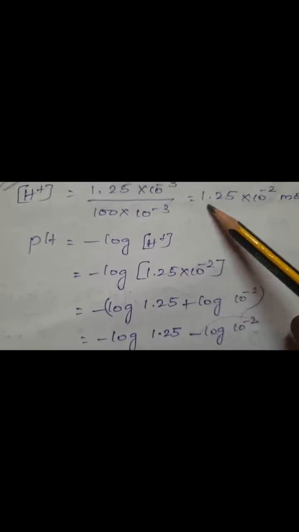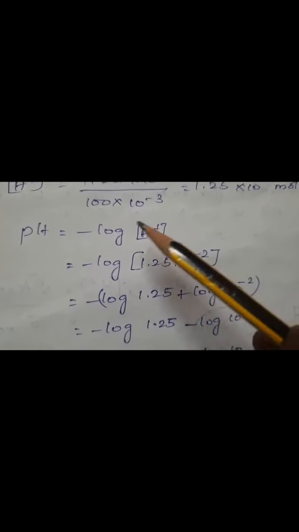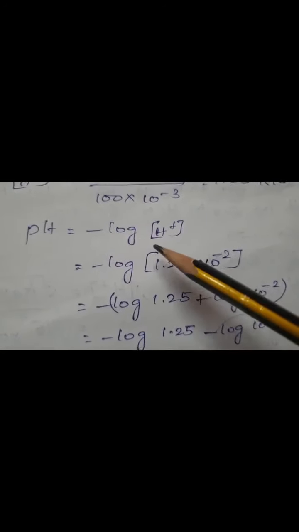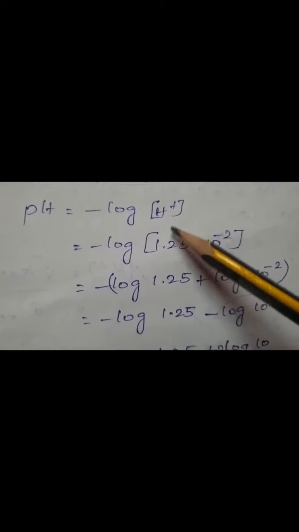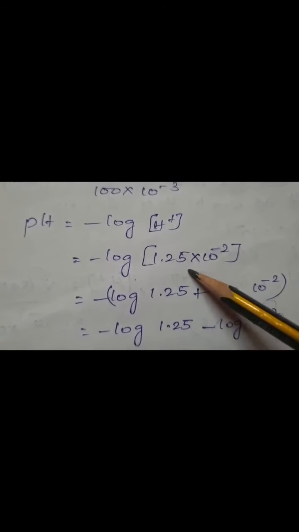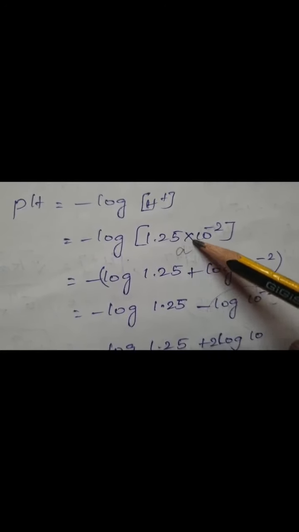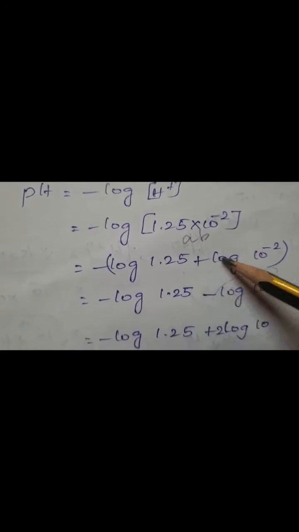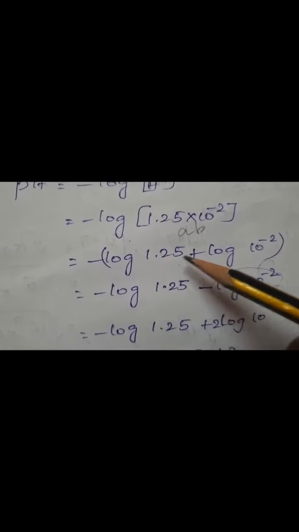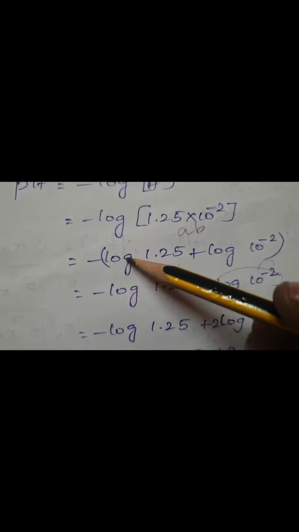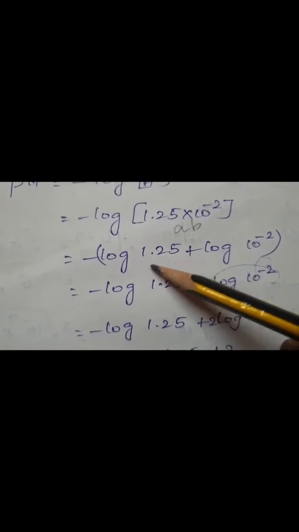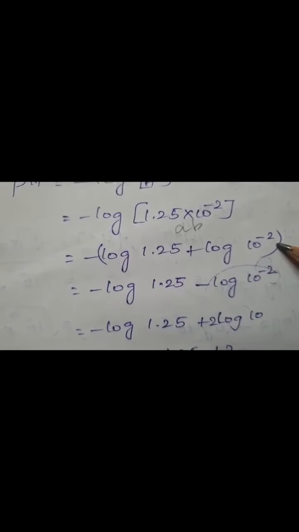So H plus you got is 1.25 into 10 power minus 2. So can you calculate pH? pH is equal to minus of log H plus. Instead of H plus you have to substitute 1.25 into 10 power minus 2. This is in the form of log A into B. Log A into B is equal to log A plus log B. So minus log 1.25, minus is outside. So minus of log 1.25 plus log 10 power minus 2.